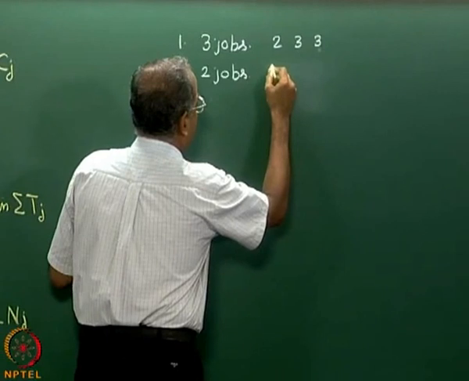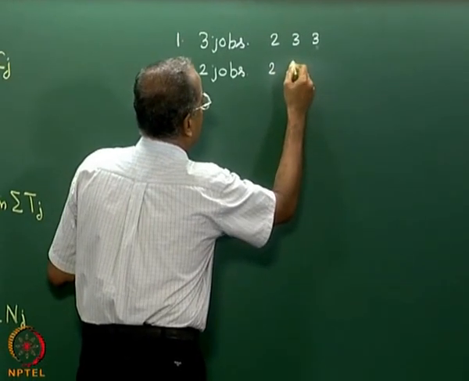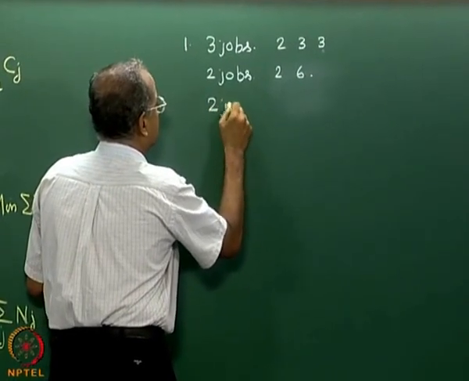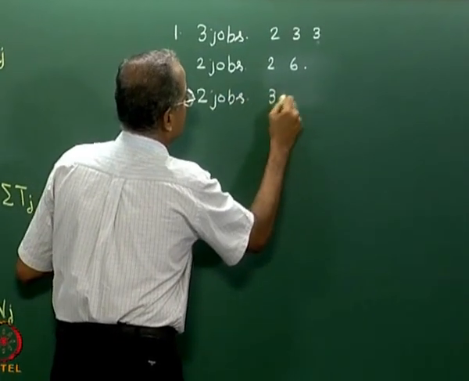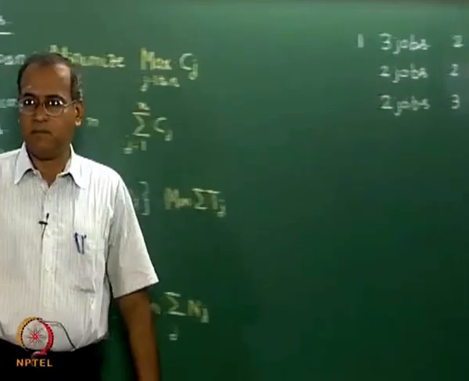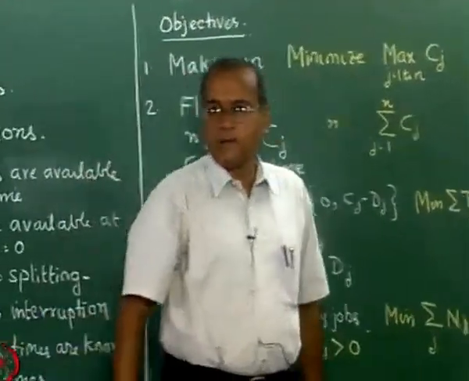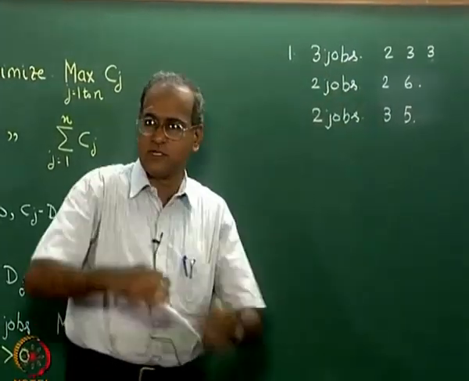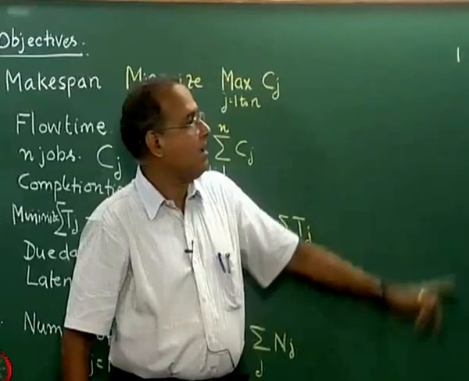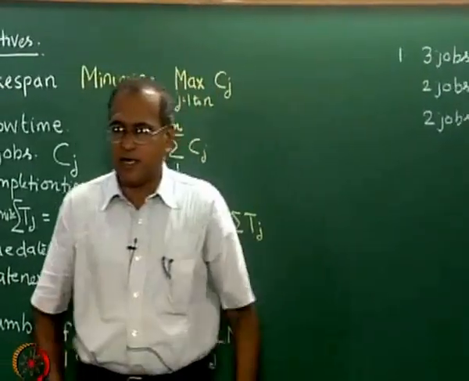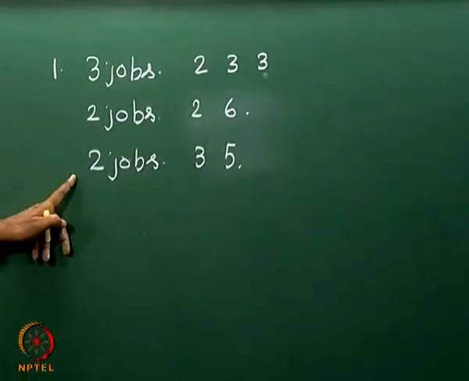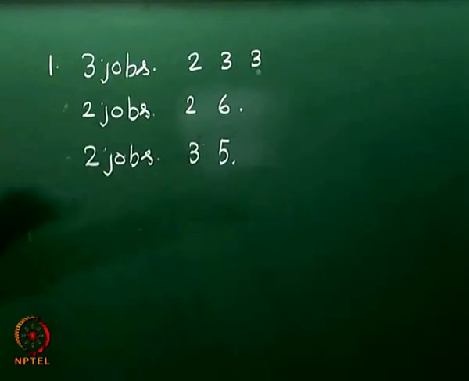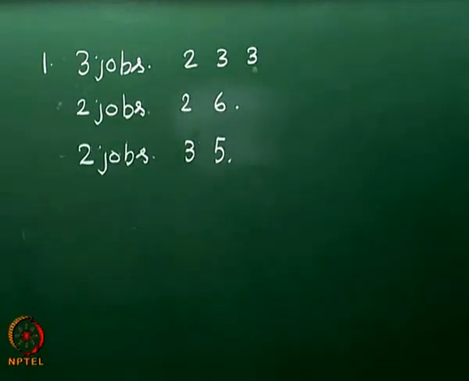Now I have one situation with 2 and 6, and I have another situation where there are 2 tardy jobs with 3 and 5. Once again, based on total tardiness, it is 8, 8 and 8, so we could choose any one of them. Based on minimizing the number of tardy jobs, this has 2 jobs, this has 2 jobs. So let us say we would prefer these 2 schedules to this, which has 3 jobs which are tardy.